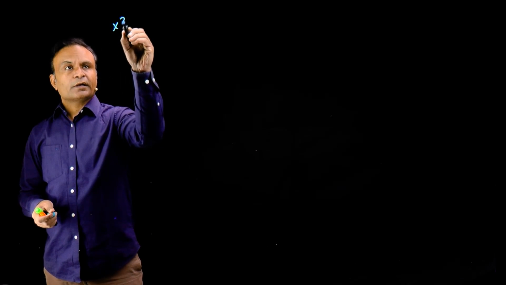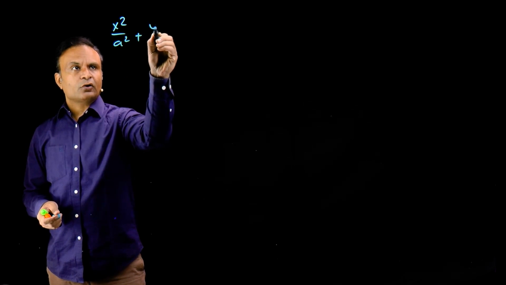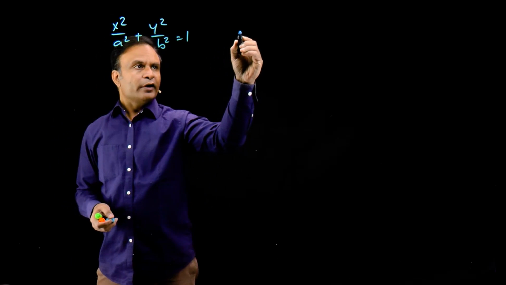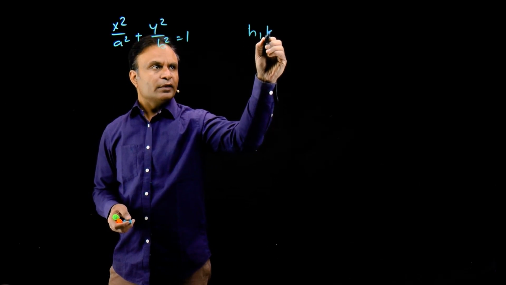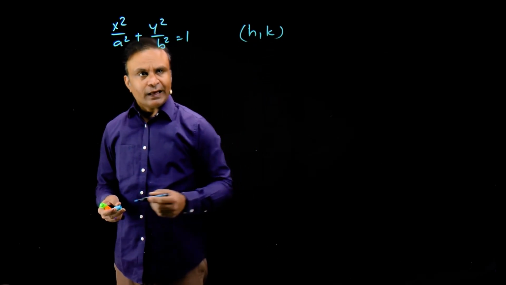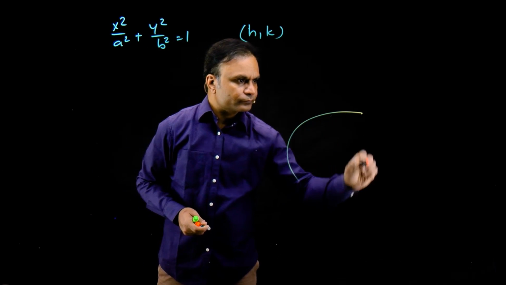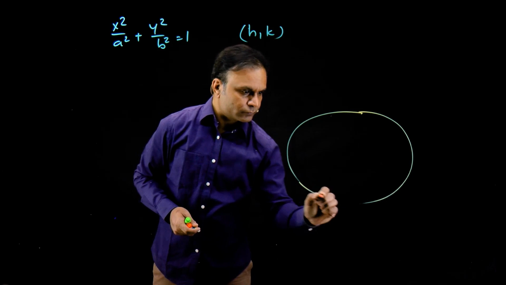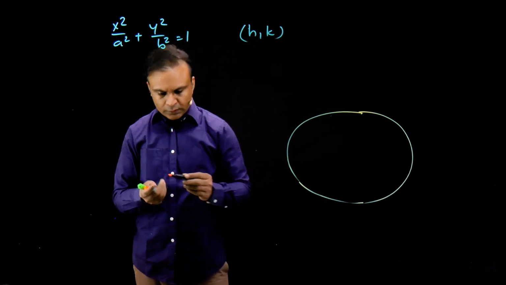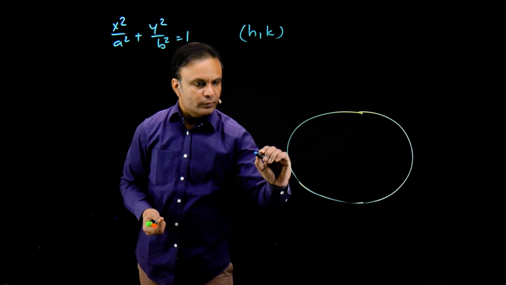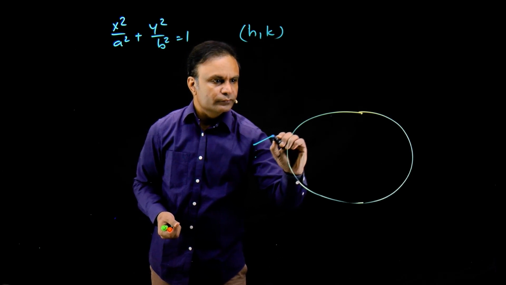Okay, now let's study one concept. For that, consider the standard equation of an ellipse and one point h comma k, which is lying outside the ellipse. So let's draw the schematic diagram. This is the ellipse and we have a point h comma k lying outside the ellipse.